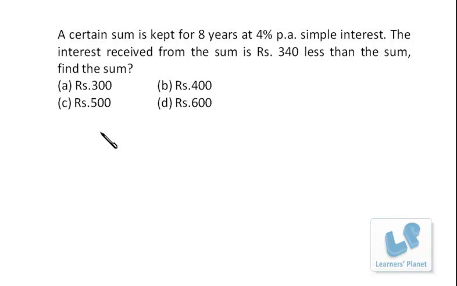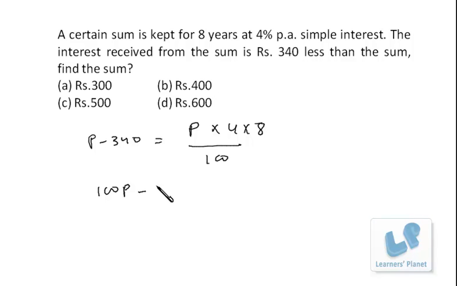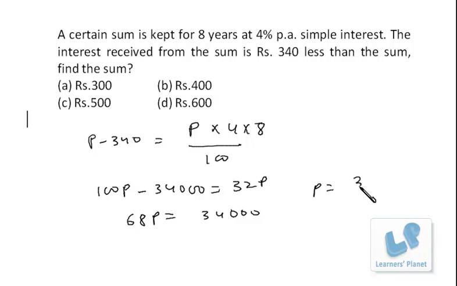So simple interest is PRT by 100. And what is the simple interest? That is P minus 340. Okay, because it is 340 less than the principal. So P minus 340 is P into R into T by 100. Okay, so 100P minus 34000 is equal to 32P. That means 68P is 34000. That means P is equal to 34 into 1000 by 68. So it's 500. As simple as that.